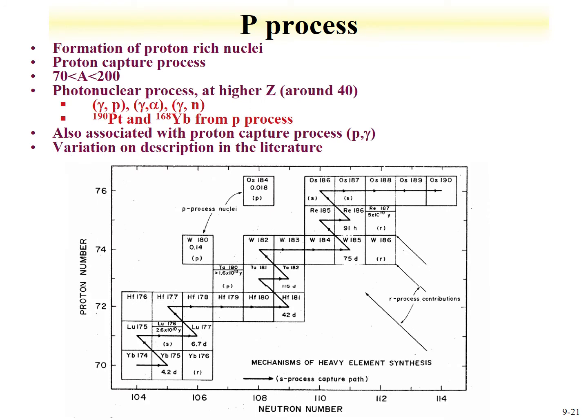The formation of proton-rich nuclei or neutron-deficient nuclei occurs through the P process, where we have a proton capture process, or we can have photonuclear processes at high Z, let's say of around 40. These photonuclear processes, as we discussed earlier, can result in emission of protons, alphas, or neutrons. As an example, platinum and terbium are from the P process.